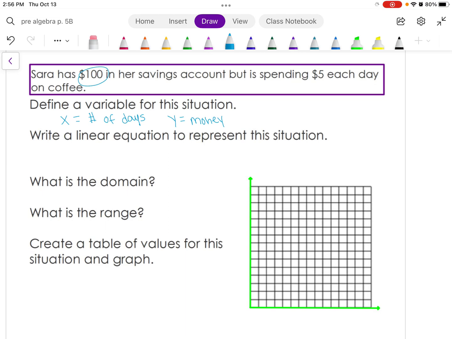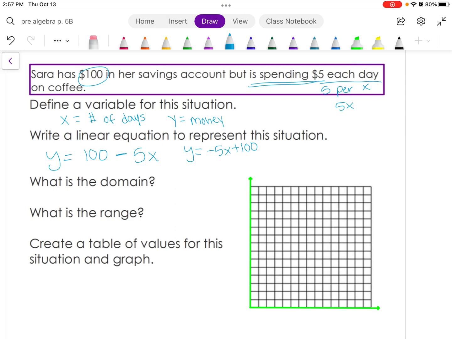Well, we started with $100, and now we're spending $5 per day. So our starting value is 100, and if we're spending, that means we're losing money. So I'm going to put, we're subtracting $5 each day. Well, remember our days was our X, so $5 per day, right? 5 per X could be written as 5X. So our equation is Y equals 100 minus 5X. You could flip it around and write Y equals negative 5X plus 100. That would be okay.